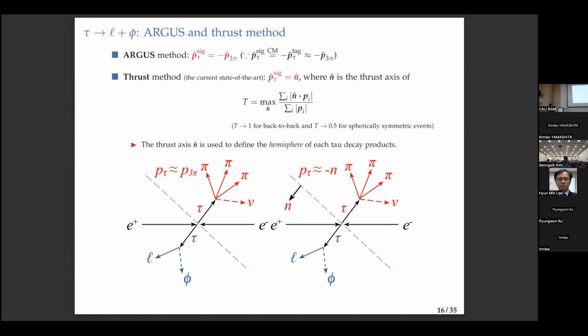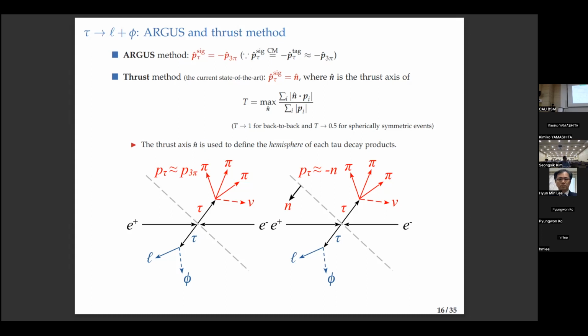One way is the method employed by ARGUS: we just use the visible pion momentum vector, identified as the tau tag vector, and because taus are produced back-to-back, we get the tau signal direction.